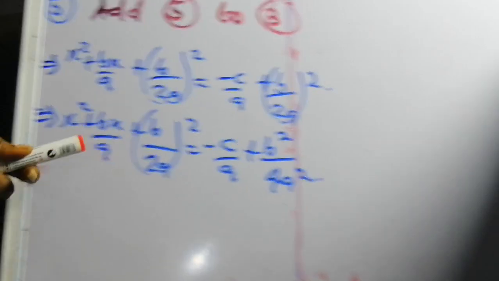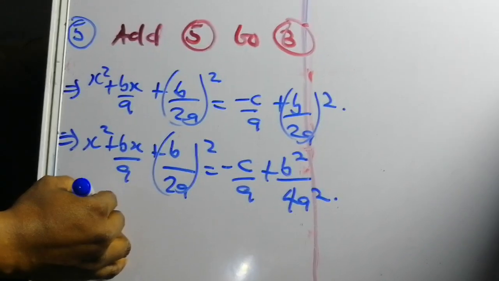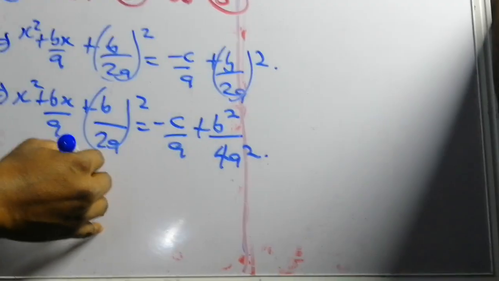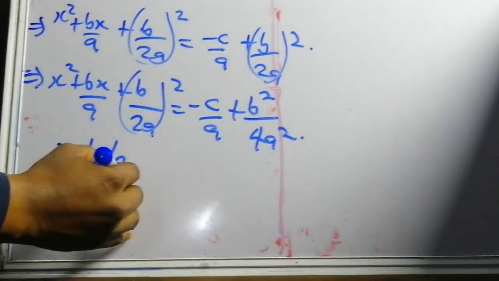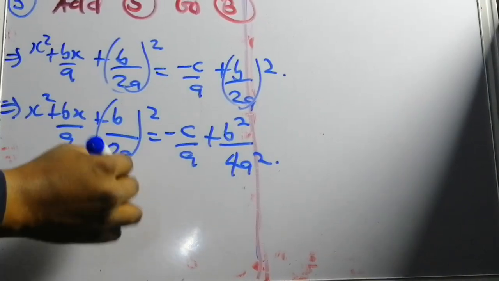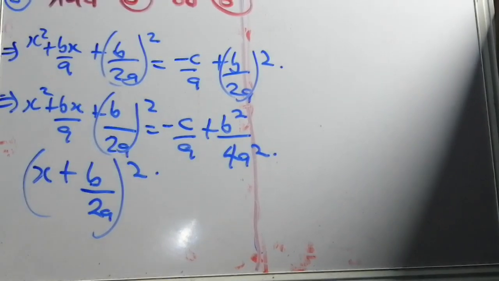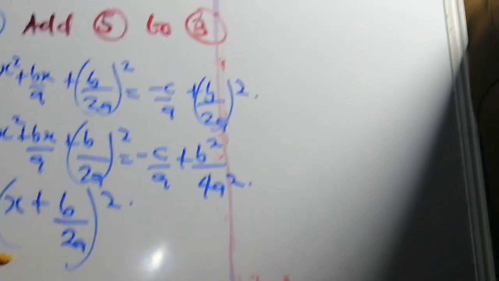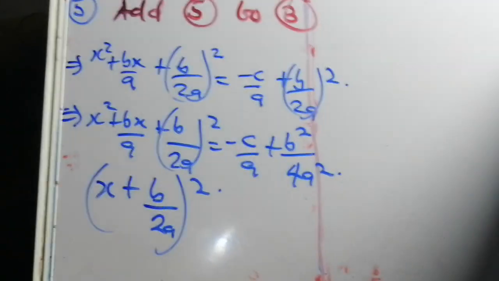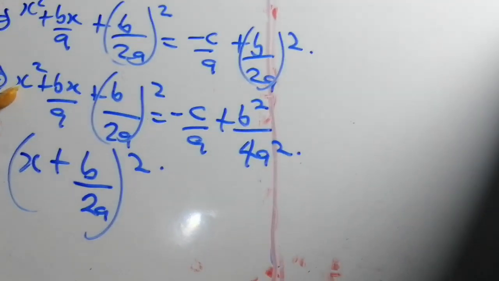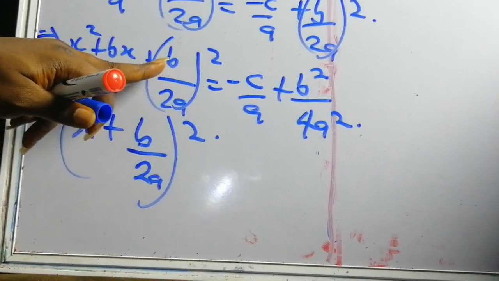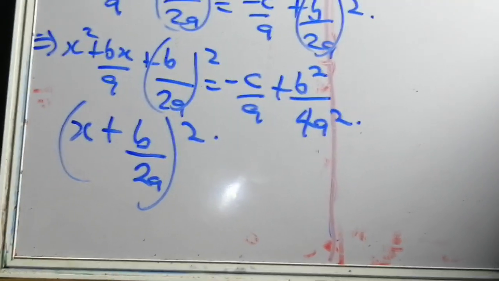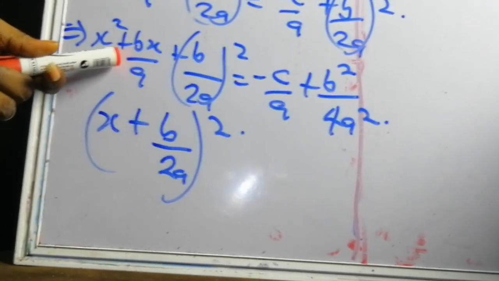Okay. Now, at the end of the day, if you look at this very well, the difference of two squares, this one is the same thing as what? X plus b over 2a, all squared. This is the difference of two squares now. This is the same thing as pick x, pick one of these in the brackets, b over 2a, square it.